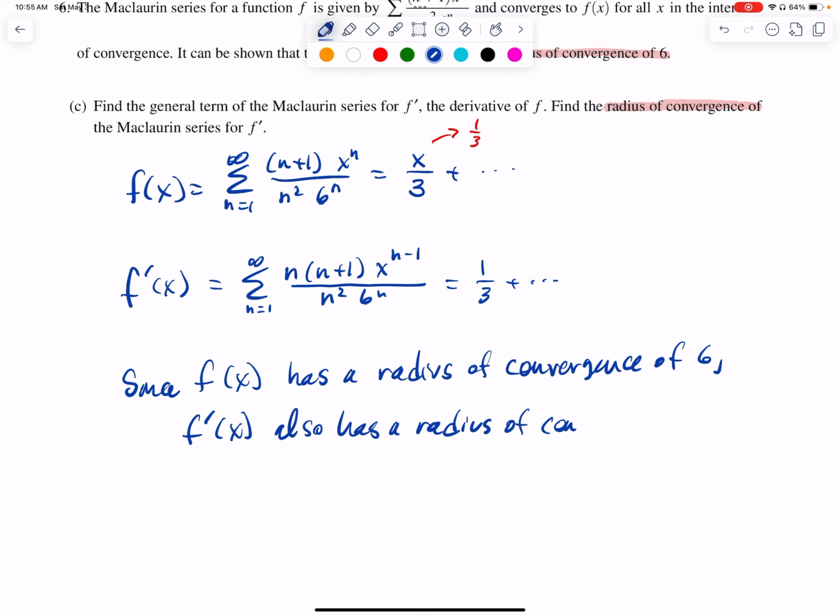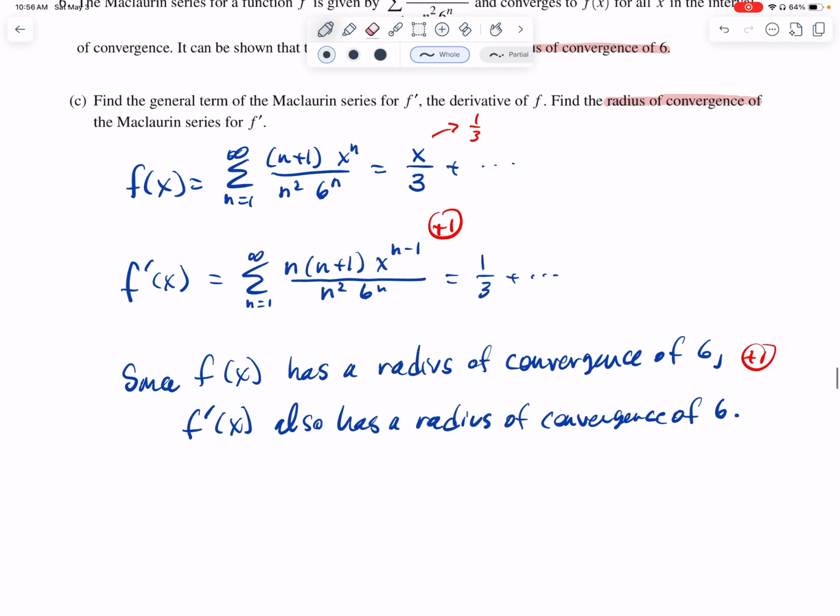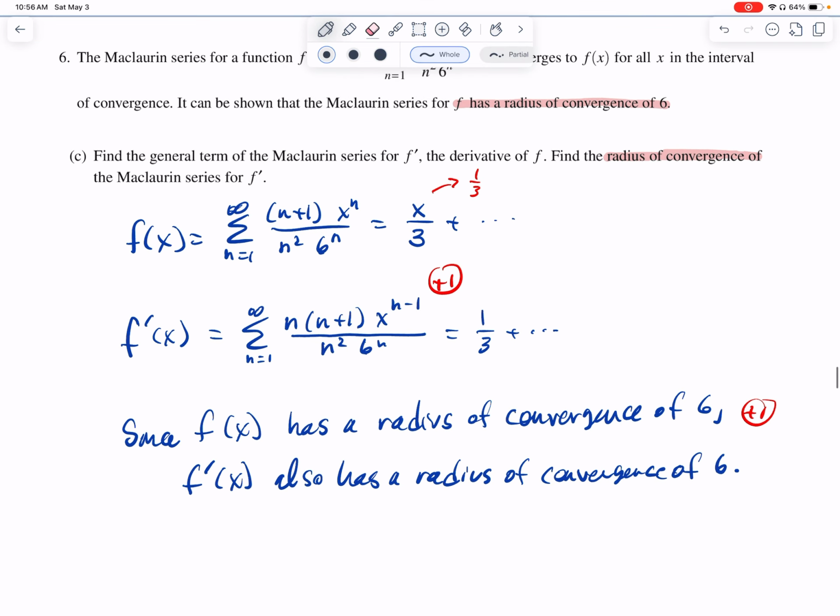I think it's a missed opportunity. We should just abbreviate this as ROC. Radius of convergence, it has a ROC of 6. All right, I think that's a 2-pointer. So a point for this guy, plus 1 here, and then a point for your radius of convergence, however it is that you find it, whether you use the ratio test or not.